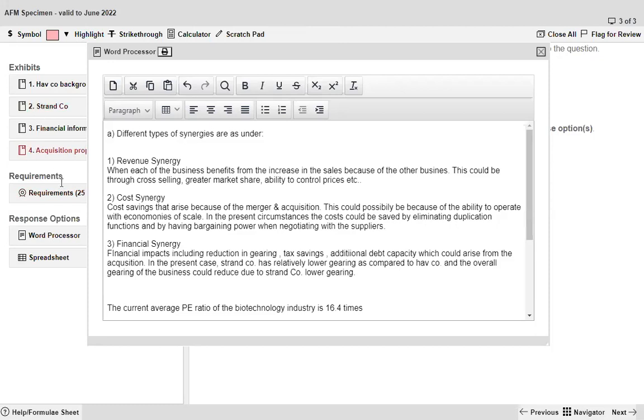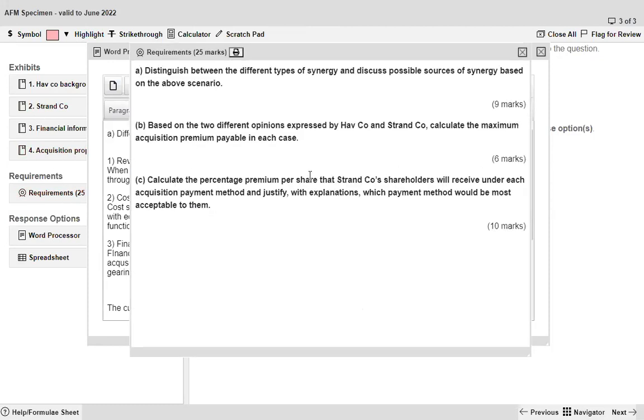Now, what next is there? The second requirement is based on the two different opinions expressed by Hav company and Strand company: calculate the maximum acquisition premium payable in each case. So what is it that you need to do? Based on the two different opinions expressed by Hav company and Strand company, calculate the maximum acquisition premium payable in each case.